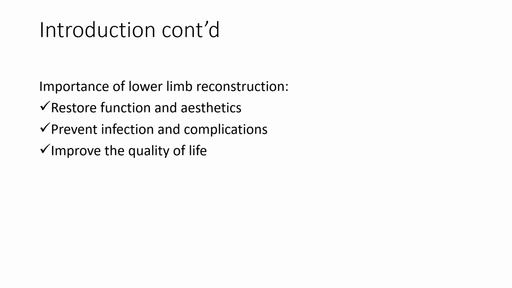So, the importance of lower limb reconstruction can be jotted down as to restore function and aesthetics, or to restore function and form of the affected limb, and to prevent infection and complication, and to improve quality of life. So, taking this into consideration, our soft tissue reconstruction of the lower limb should be very much considerate of these important goals and expectations of the final outcome.